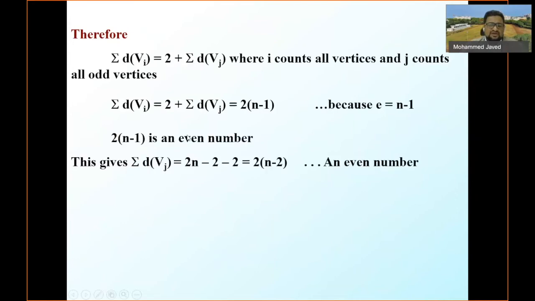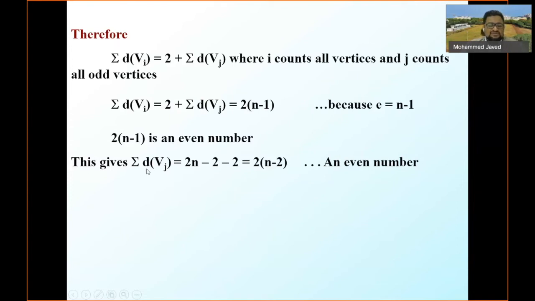So what is this 2 times n minus 1? 2 times n minus 1 is an even number. So the total degree is an even number. So in this particular case, what is the total degree?